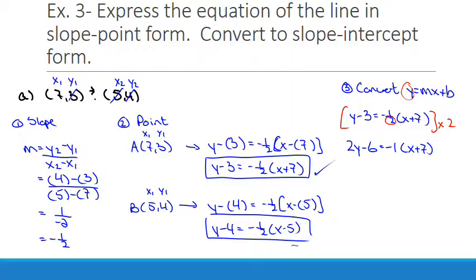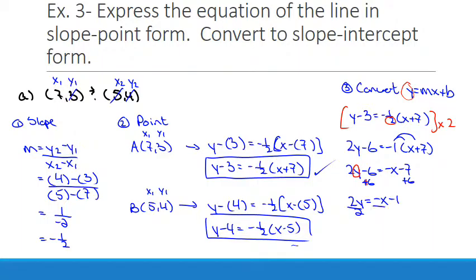And then now I want to get rid of my brackets by just multiplying. So 2y minus 6 equals negative x minus 7. And this is where I'm going to start clearing everything out, because I want to get this y by itself on that side. So I'll add 6. Oops, let's switch back to blue. Add 6, add 6. 2y equals negative x minus 1.